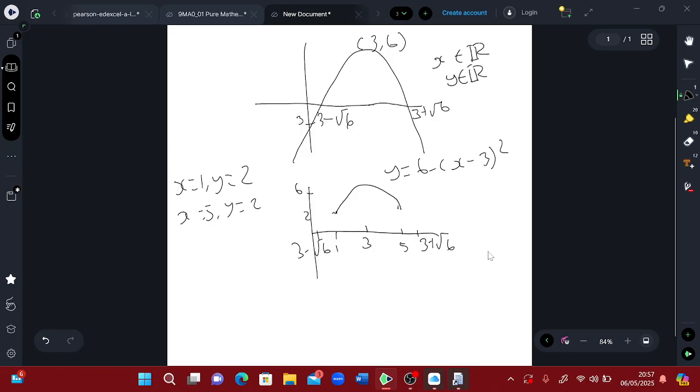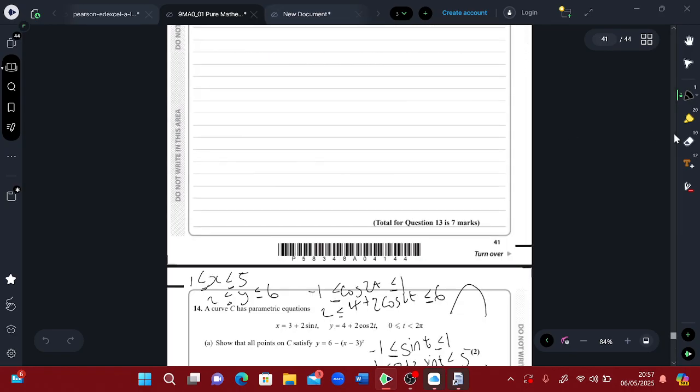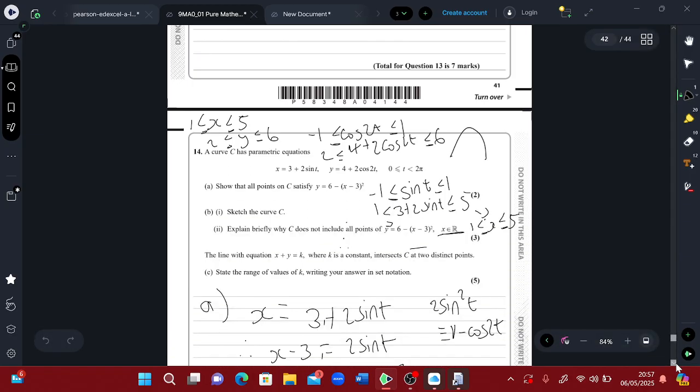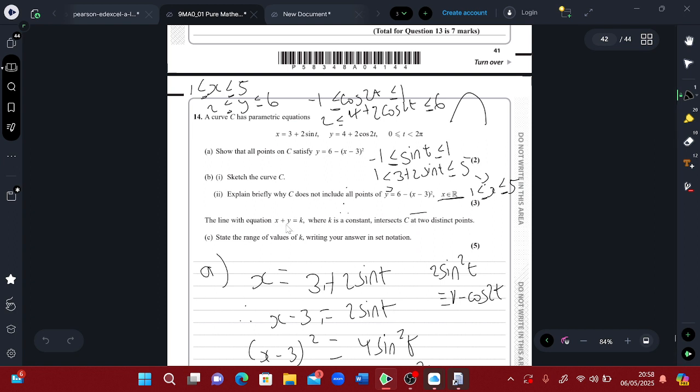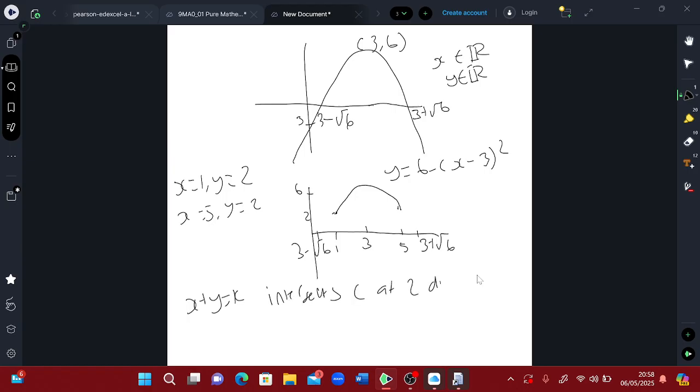So what this is saying, go back to the question, that's the curve we want to look at. Let's go back. That curve, so this line intersects C at two distinct points. So x plus y is k, and it intersects at 2 points. It intersects this curve, not this curve, but this curve, at two distinct points.